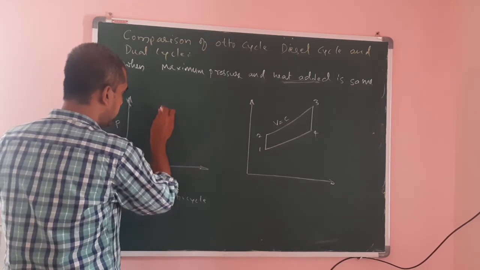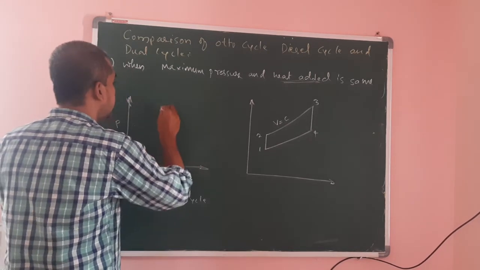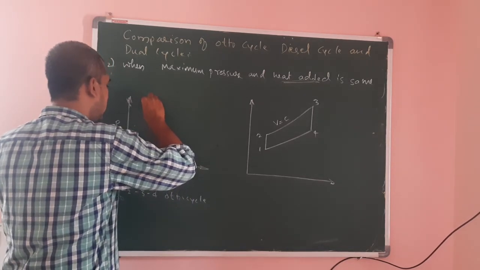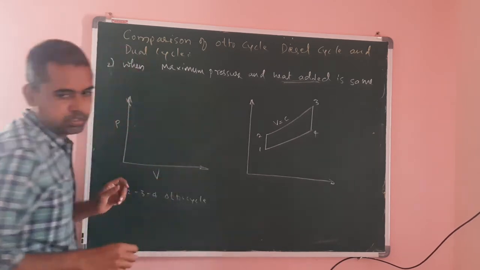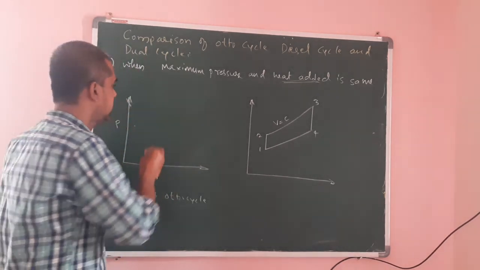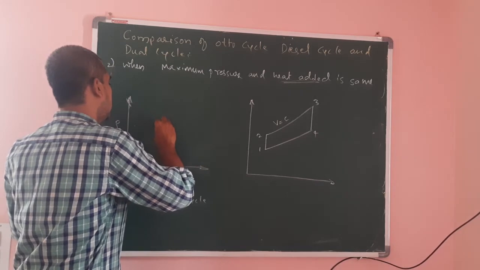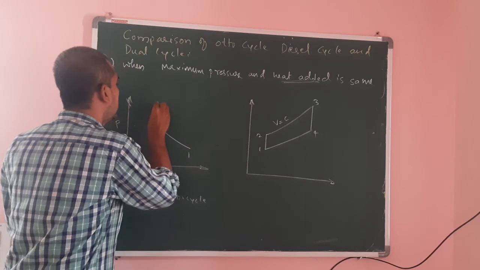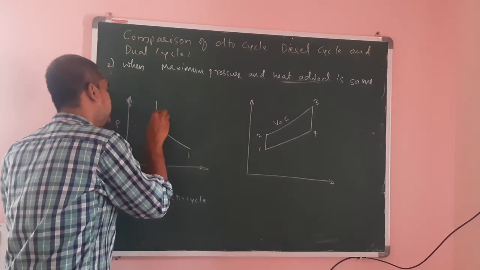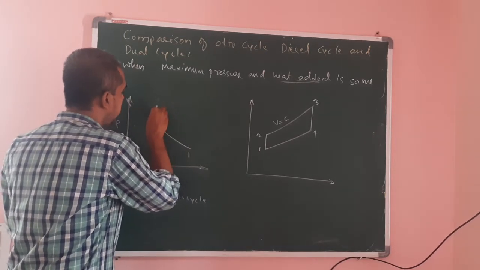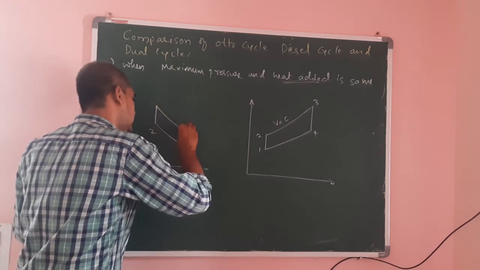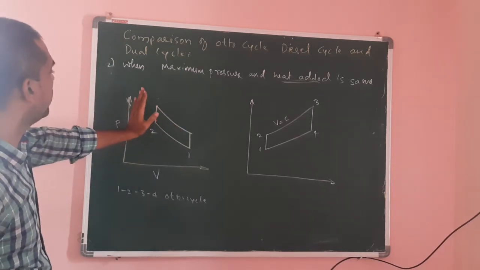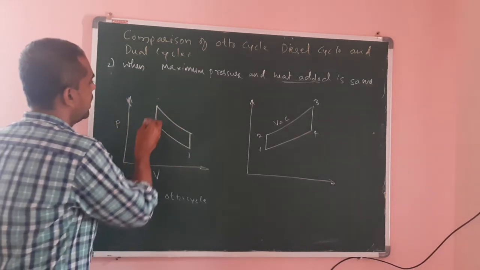1 to 2 is isentropic compression. 2 to 3 is constant pressure heat addition. The same I have drawn, but previously it was going beyond the P scale, therefore I have drawn it again.